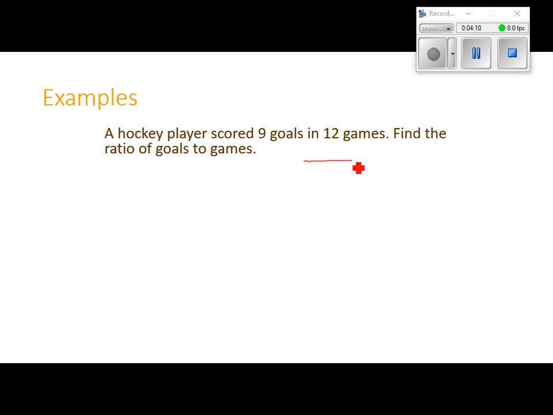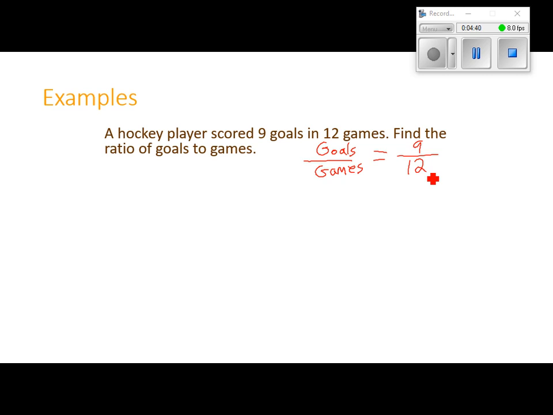So if we're doing goals to games, what goes on top? What number? 9. What goes on bottom? 12. That's your ratio. It's that simple. Now, if you wanted, you could reduce that. I know how much Logan loves to reduce things. So if you use your calculator, you can reduce it.